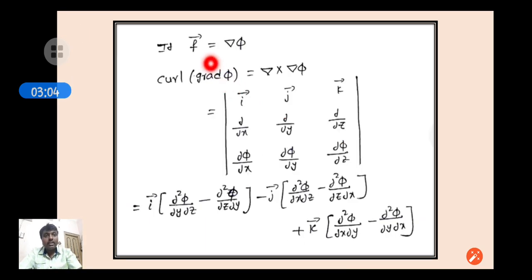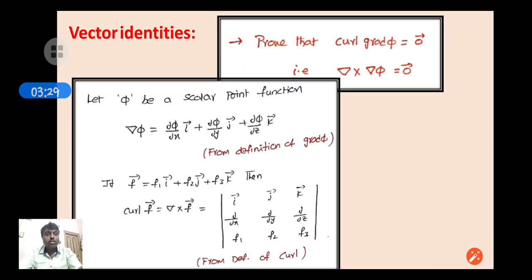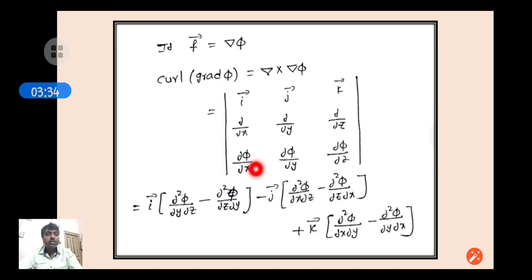Now I take the function f bar. F bar is equal to del phi now. Now curl of grad phi is equal to del cross del phi, that is equal to determinant of i bar, j bar, k bar, dou by dou x, dou by dou y, dou by dou z. I have to write f1, f2, f3. f1 is the component of i bar, so the component of i bar in grad phi is dou phi by dou x. So that's why I am writing here dou phi by dou x, dou phi by dou y and dou phi by dou z. For this I am now calculating the determinant.